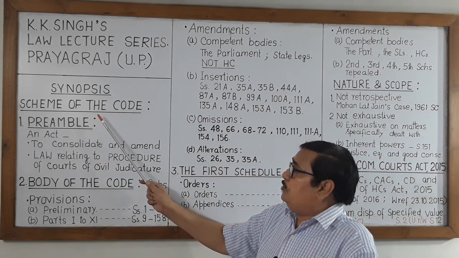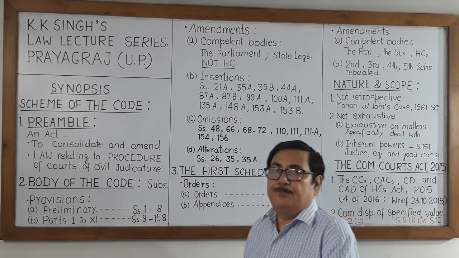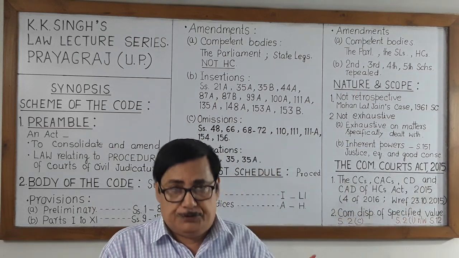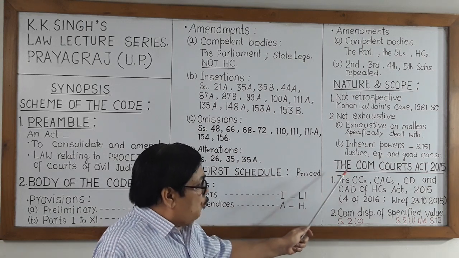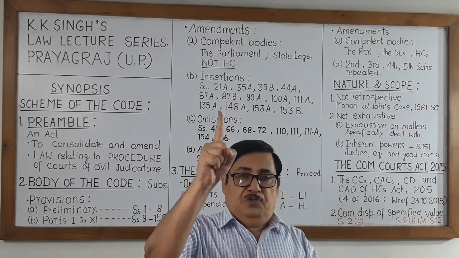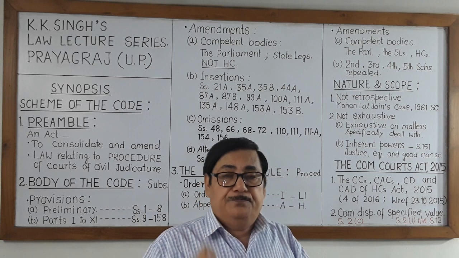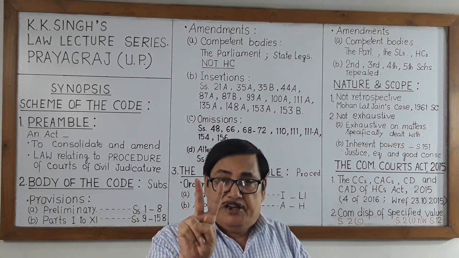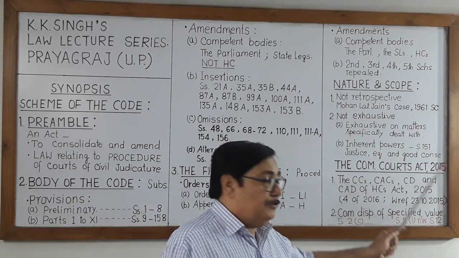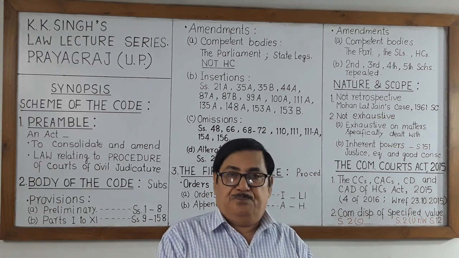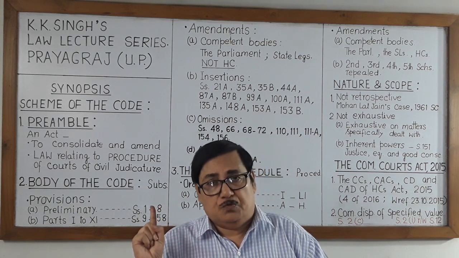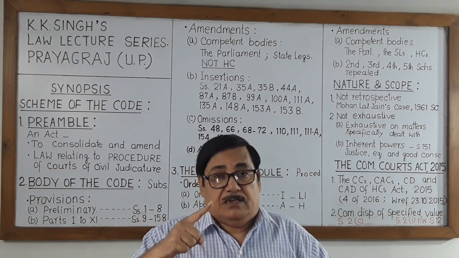First, scheme of the code. Second, nature and scope of the code. And the third, the Commercial Courts Act 2015. Three main heads. Now I am coming to the first main head, the scheme of the code.